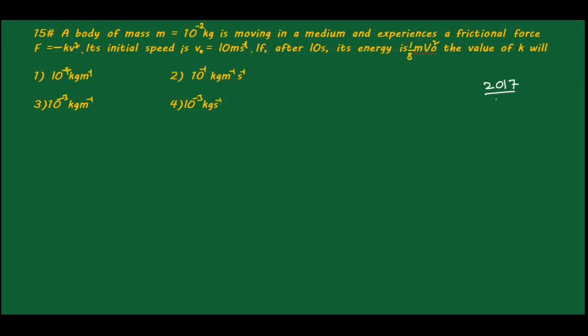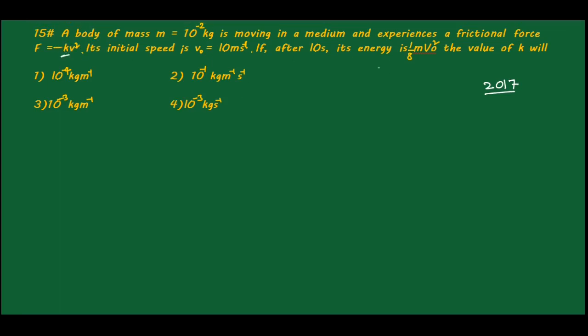Now this is the next question, from 2017. A body of mass m, 10 power minus 2 kg, is moving in a medium and experiences a frictional force F equal to minus k v square. Its initial speed is v naught, 10 meter per second. If after 10 seconds its energy is 1 by 8 m v naught square, the value of k will be? It is asking what k is in this equation.